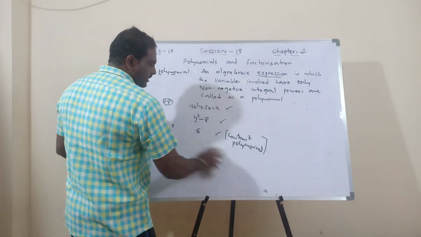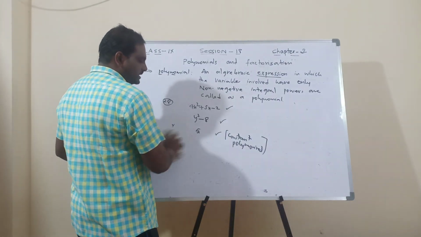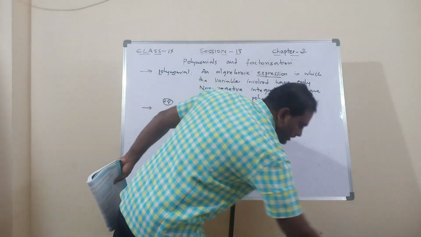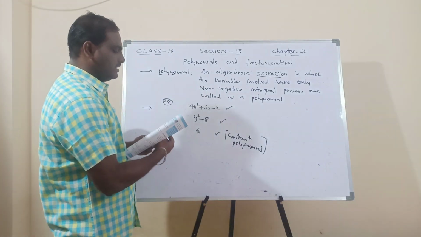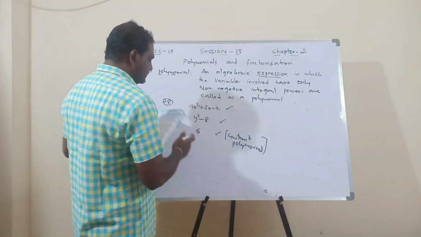So why is 5 a polynomial, what is the reason? 5 can be written as 5 into x power 0, that's why it is a polynomial. Next, good question, this one.